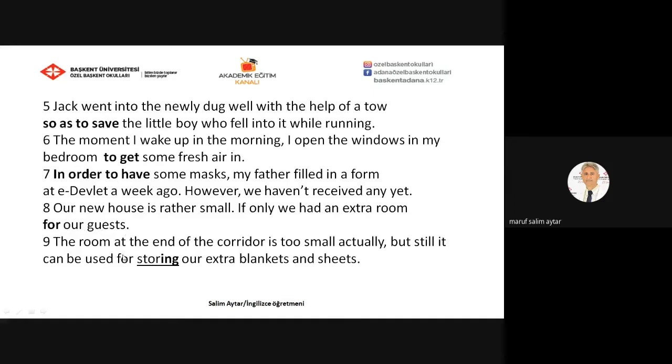The room at the end of the corridor is too small actually, but still it can be used for storing our extra blankets and sheets. Again, after the preposition for, we use here a noun. Store is a verb. We put ing to the end of store and we make it into a noun.